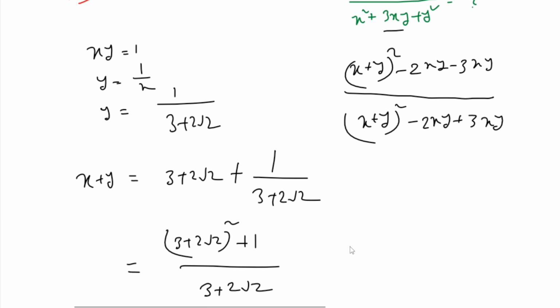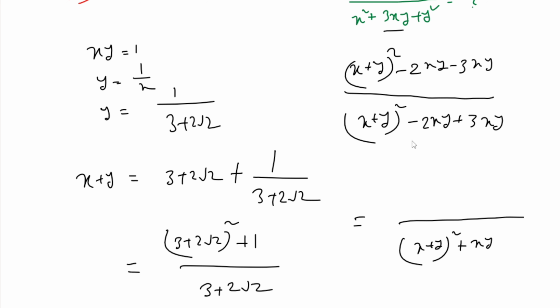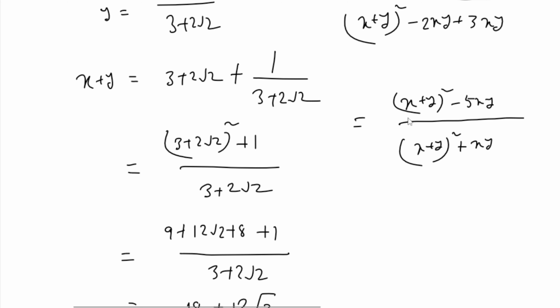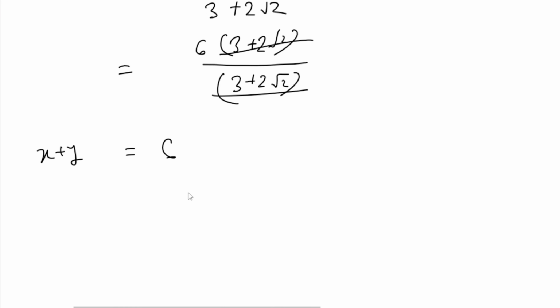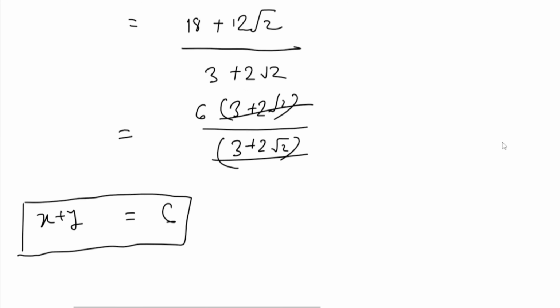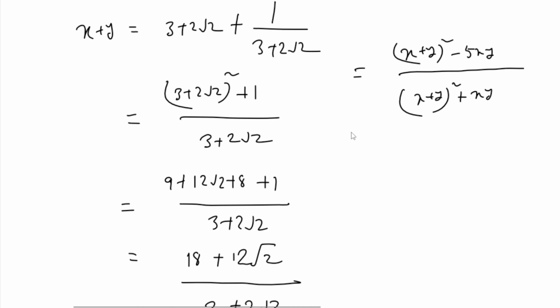So the expression becomes (x plus y) whole square plus xy, and (x plus y) whole square minus 5xy. Okay, now the value of x plus y, what have we found? We have found x plus y equals 6, right? So we will put in the value of 6.